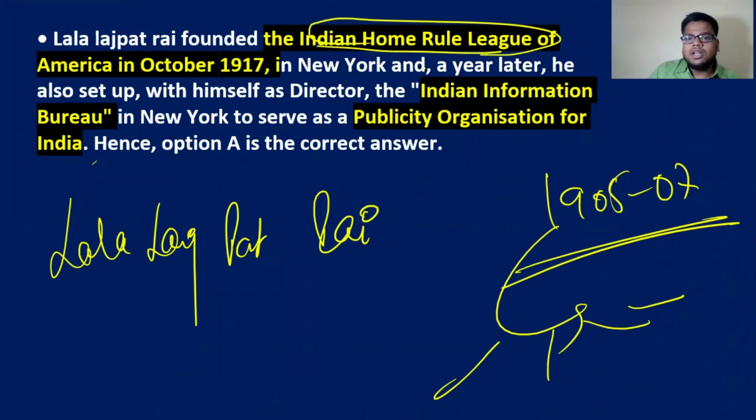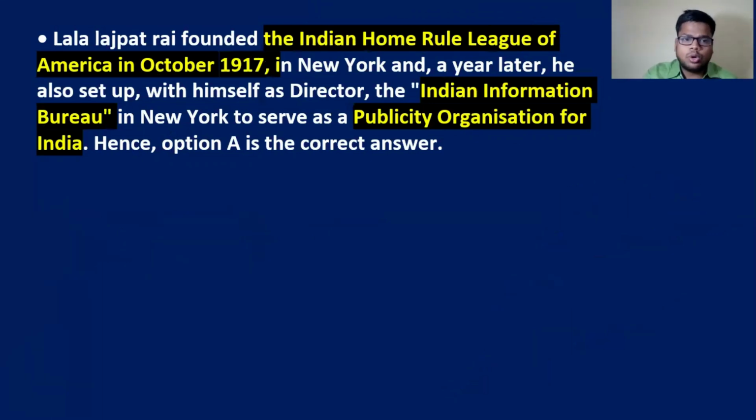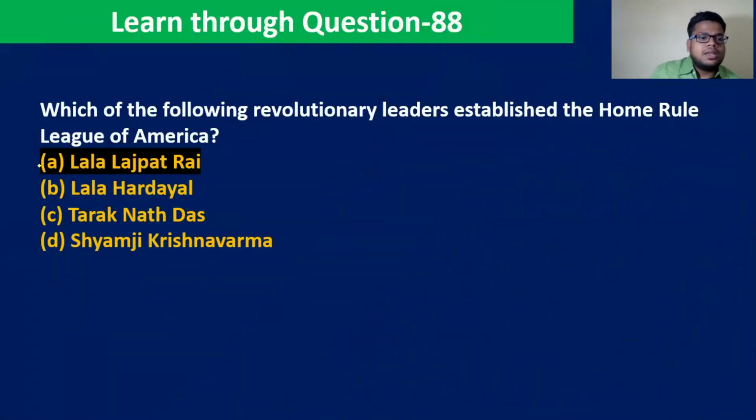He propped up this Indian Home Rule League in October 1917, with obviously the same idea, that is the Indian Information Bureau, so that Indians living in the USA get their information. The people living in the USA who believe in the idea of freedom need to know what is happening in the other colonies. So option A is right. That is Lala Lajpat Rai.